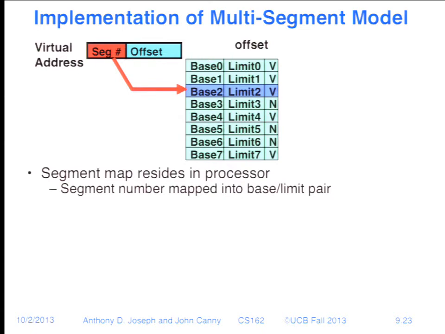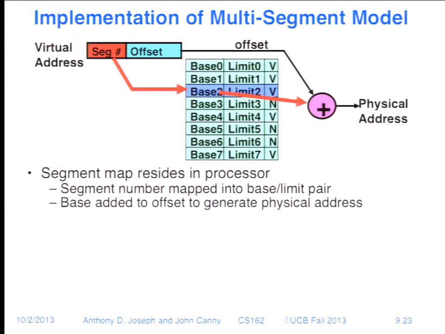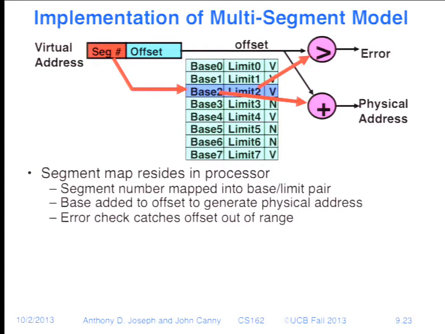The segment number is mapped to this base and limit pair, as we saw before. The base now is the real physical address in memory at the start of that segment, and the offset specifies an actual address in the segment. So you add those together and compare the offset against the limit from this table. The limit is specifying just how big the segment is. If your offset's bigger than that, it'll flag an error. Or if the offset's negative, it'll also flag an error. I guess we didn't talk about signed numbers, so it'll always be positive.